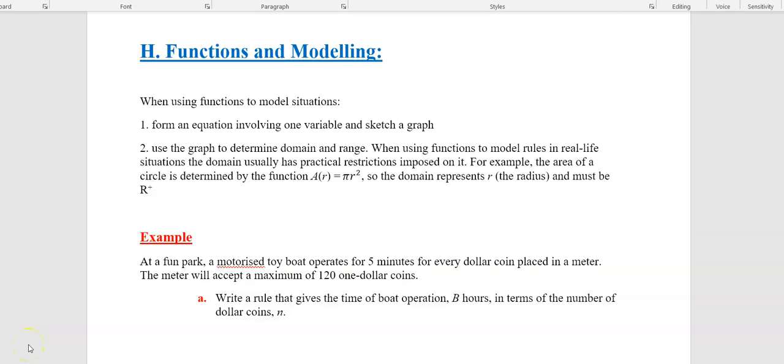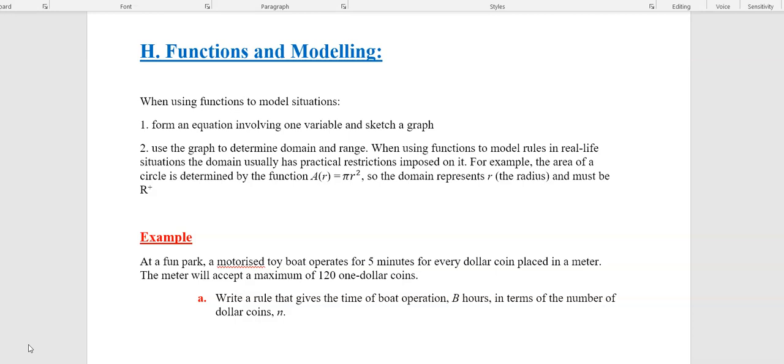Alright, so this is the last part of the functions chapter. We need to look at functions modeling. When using functions to model situations, 1. We need to form an equation involving one variable and sketch a graph. 2. Use the graph to determine the domain and range.